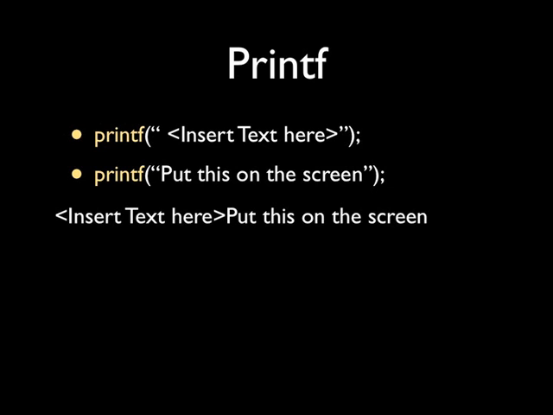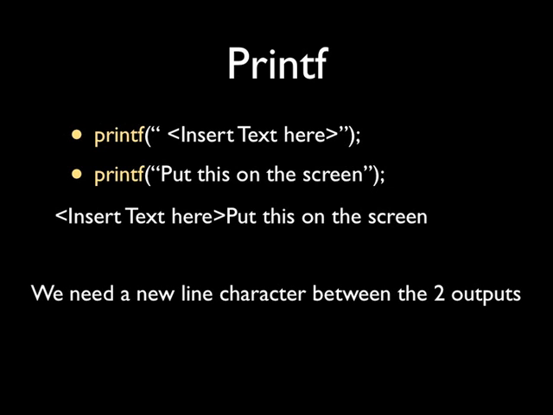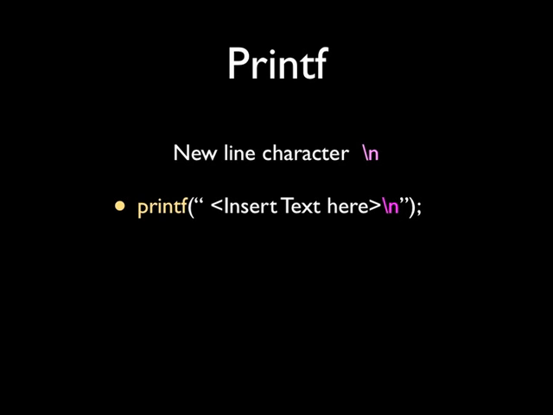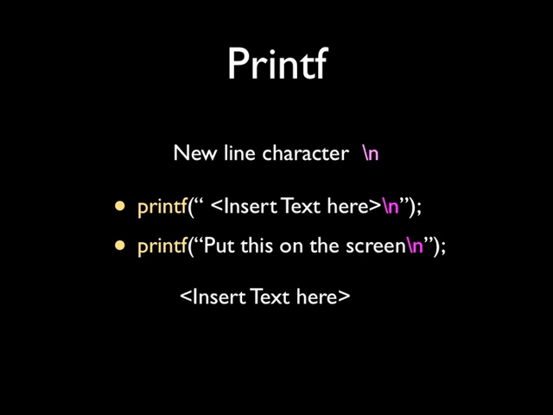It's not quite what we're after. We really need to put a new line between those two outputs, basically an enter in the middle, so it goes to each on their own individual line. So to do this, we use a new line character, which is a \n. So we go printf, insert text here with a \n on the end, and printf, put this on the screen with a \n on the end. Thus we end up with insert text here on one line, then a new line, and put this on the screen on its own new line.